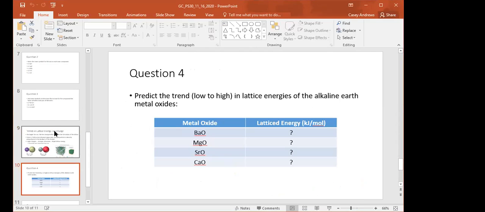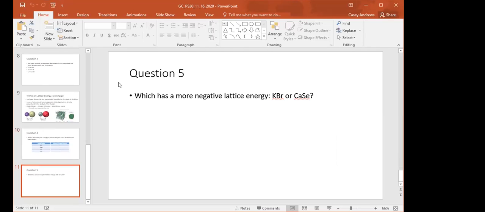And then we looked at the trends here, and we put these in order from low to high for lattice energy. So we do have one more question, and it's rather a simple one, before we move on to the stuff for today. Looking at these two compounds, KBr and CaSe, which one has a more negative lattice energy? I have a poll for that, so that's where we're going to get started. Have out your periodic table, and tell me which one will be more negative, a salt crystal made out of KBr or a salt crystal made out of CaSe.